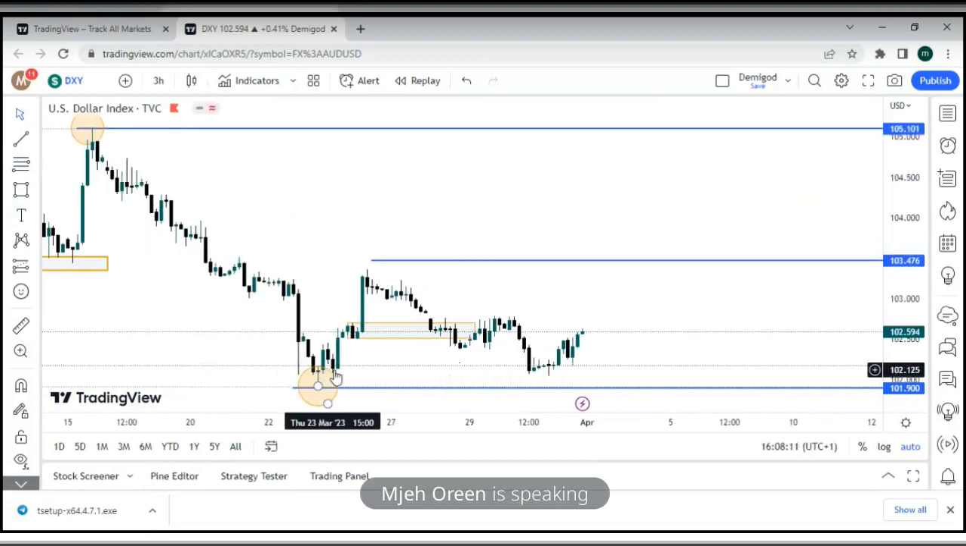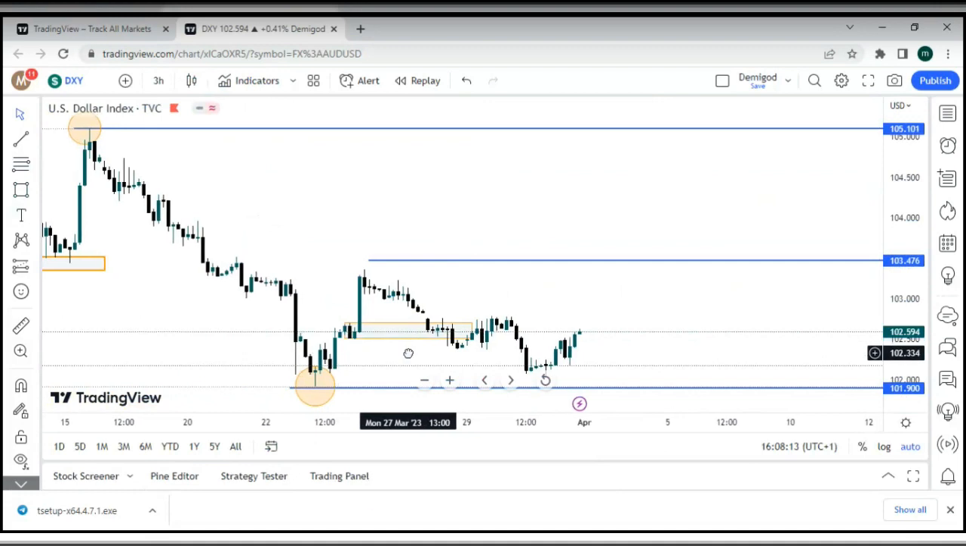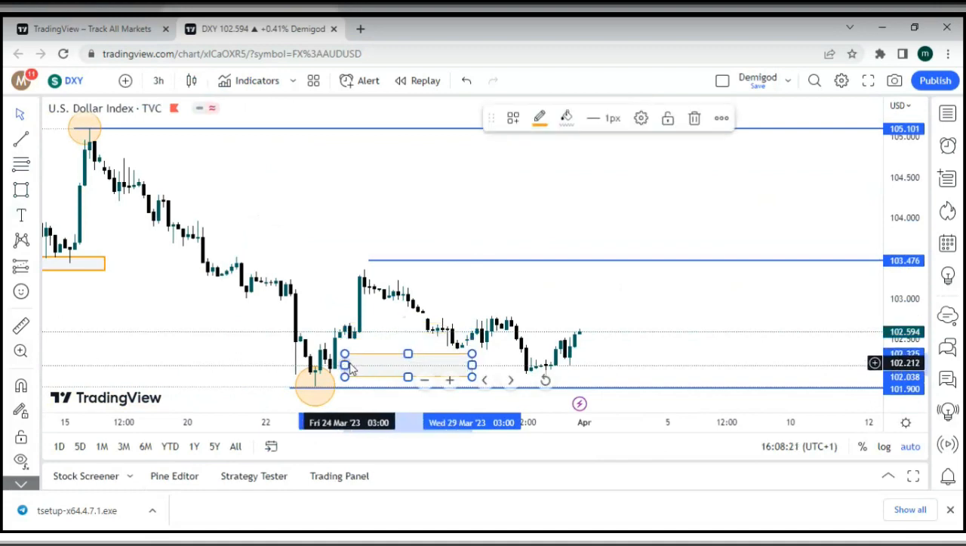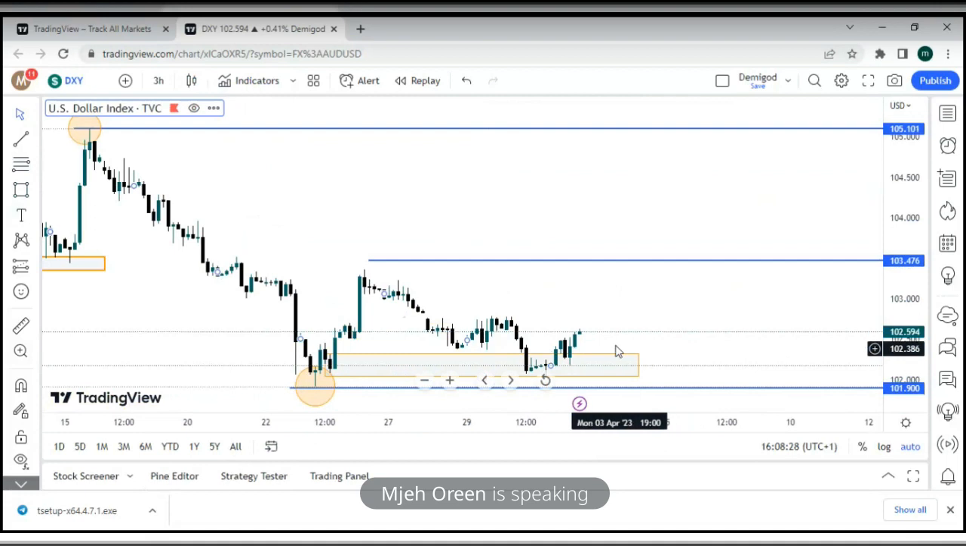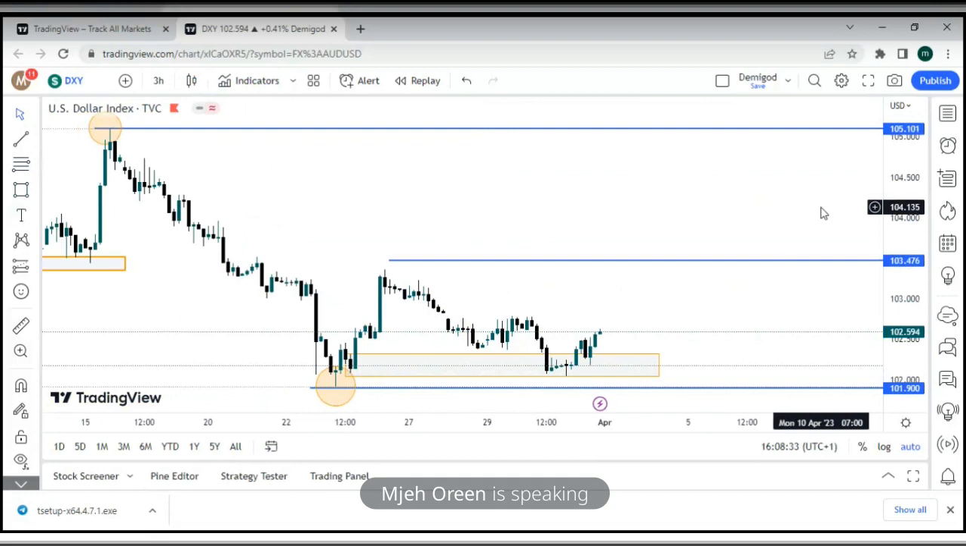Okay, we have something here on the 3-hour time frame. Let's mark that out. Okay, so technically, this has worked. We've gotten what we were looking for. Technically, this has worked out. So you can see where the strength of the dollar is coming from. The strength of the dollar is coming from this particular order block on the 3-hour time frame.